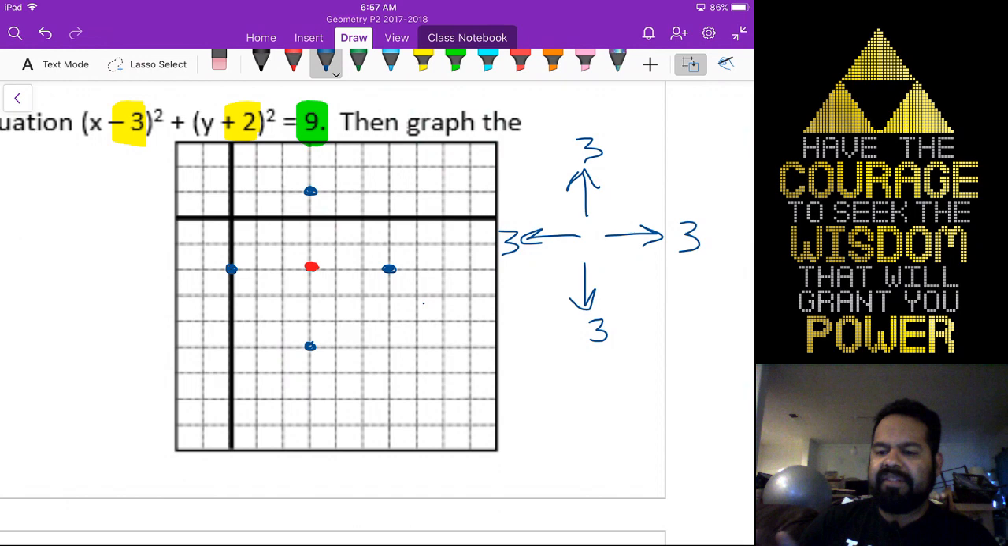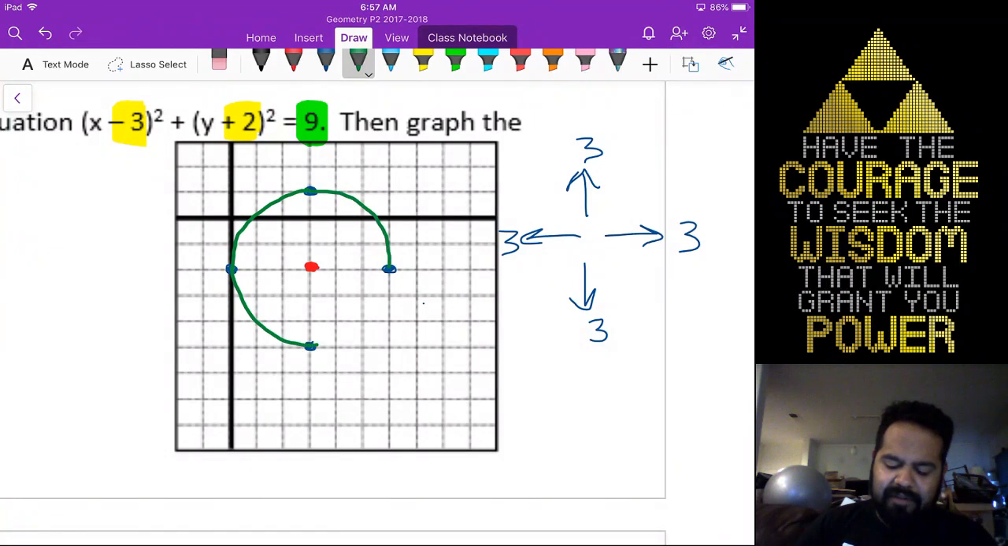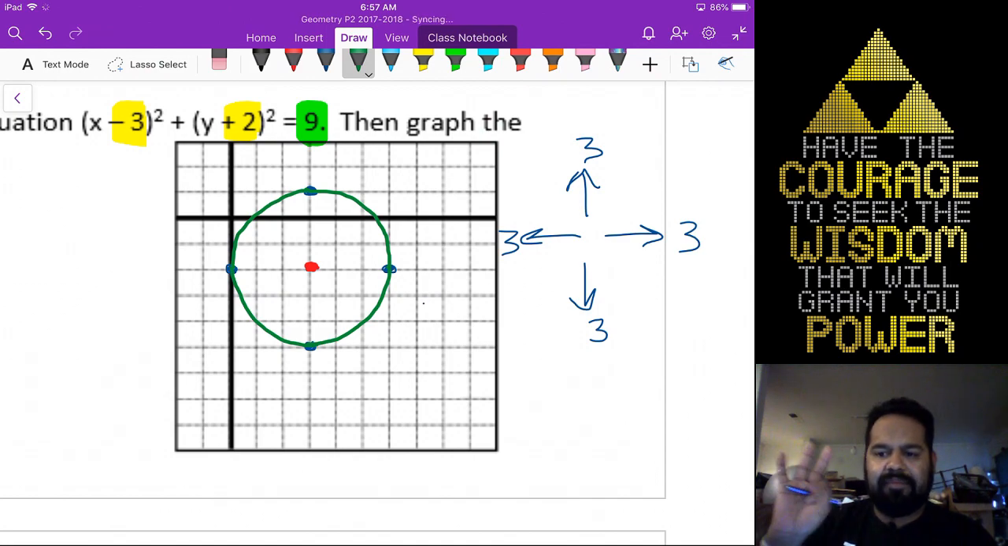Once you have your 4 points, just connect them all as smooth as you can. Oh, come on. I'm going to turn off that feature, because I realize now that it's going to autocorrect all of my shapes. And there you go. There's your circle, centered at (3, -2) with a radius of 3.